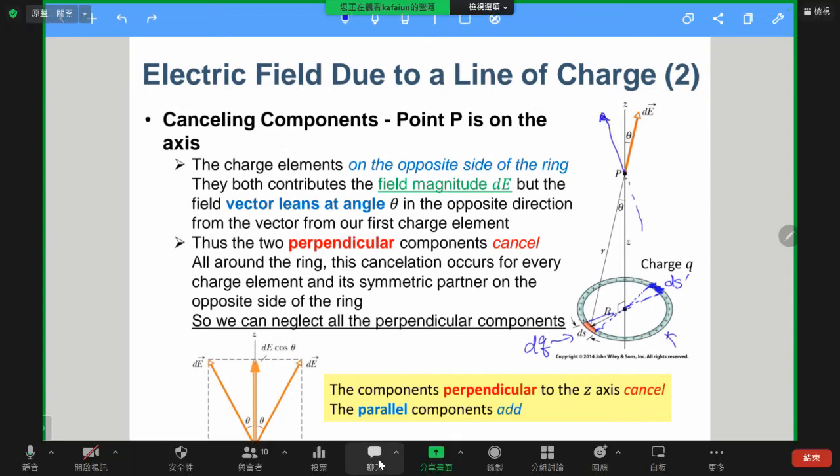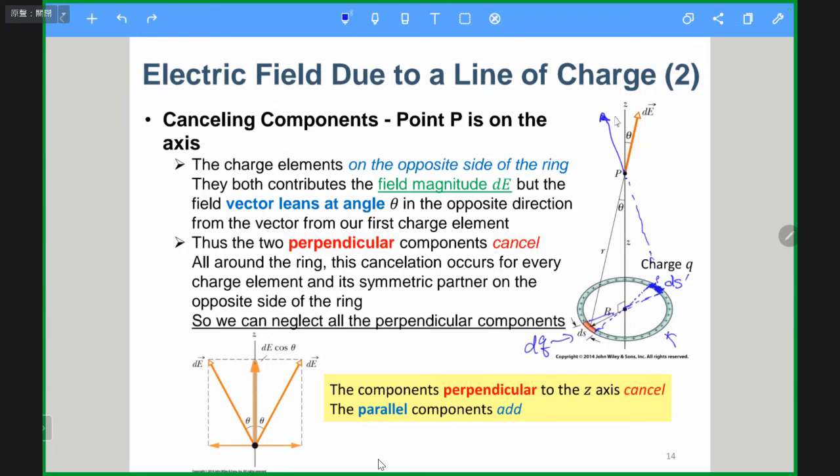You can try to connect that one. Okay, something like that. Because this charge amount should be the same as this one, because the length is the same and the charge density will be the same, the magnitude of this one, maybe you can call it dE prime, will be the same as dE. The angle should also be the same because these two triangles are actually the same triangle. So these two angles should be the same.